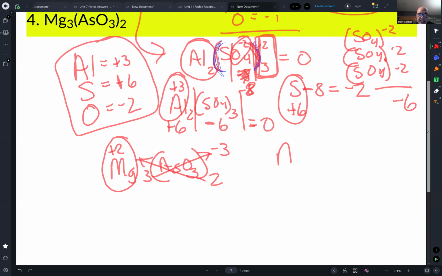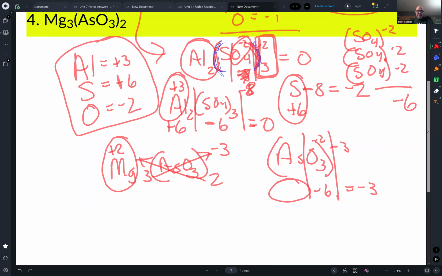So with that, we can take this arsenate apart, and we know that all oxygens have a charge of -2, so that is a total of -6. So what is the charge of the arsenic that, with -6, makes it equal to -3? Well, it's going to be a +3. So now I have all of my answers. I've got that magnesium equals +2, oxygen equals -2, and arsenic equals +3.